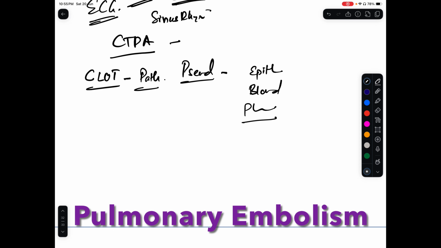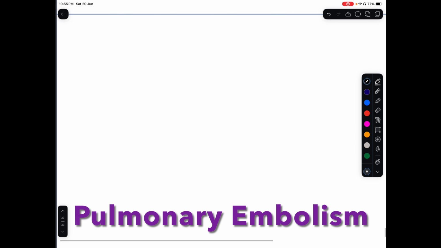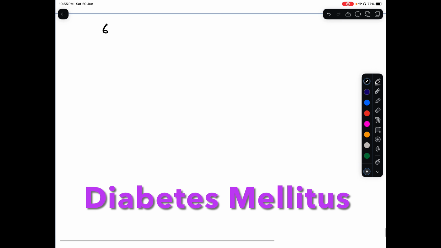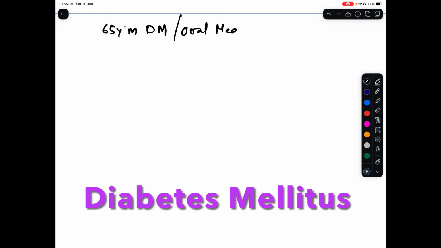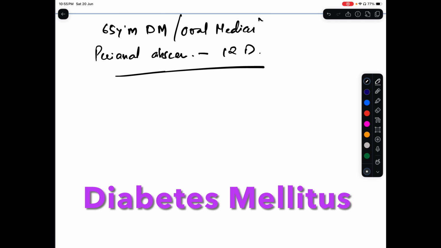So coming to another stem, which shows a 65-year-old male having diabetes mellitus on oral medications and a perianal abscess. Now what are you going to do? Incision and drainage. So this is about the diabetes case.